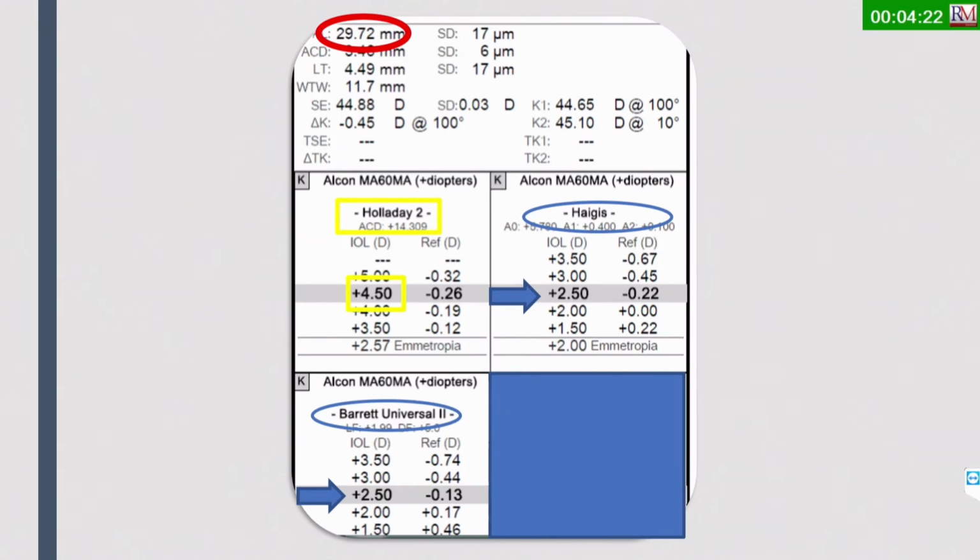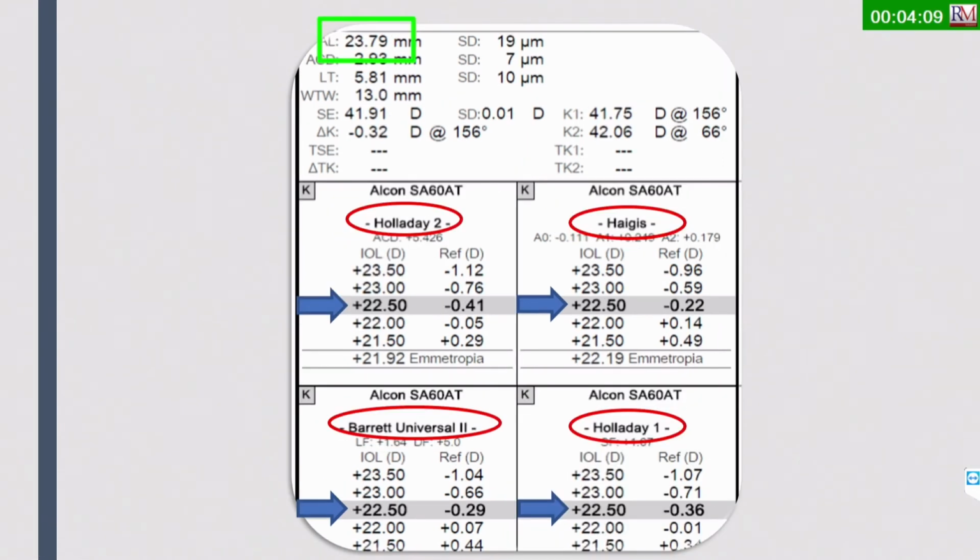This is an example of a high myope, and as you can see here, Haigis and Barrett, the fourth generation, give good results. Holladay 2, fourth generation, is out of the range of the Haigis and Barrett. For the average axial length, as you can see here, all the fourth generation, Holladay 2, Haigis, Barrett, give comparable results or even the same results. Holladay 1, even the third generation, gives the same results.